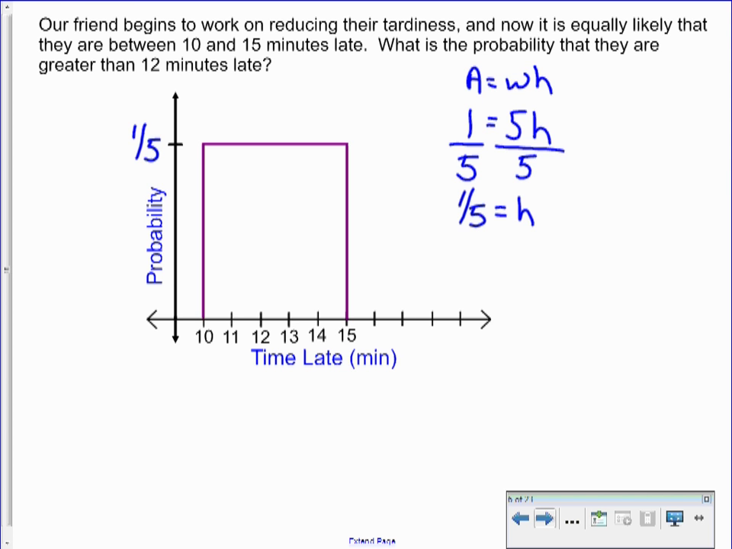Questions? Alright, so they're actually asking us what is the probability that they are greater than 12 minutes? What's the probability of greater than 12? So of course 12 right here. Wait, so 12 minutes later? Greater than 12 is what they're asking for.